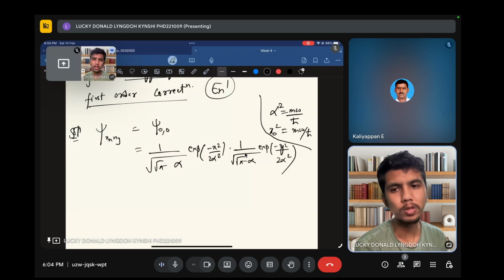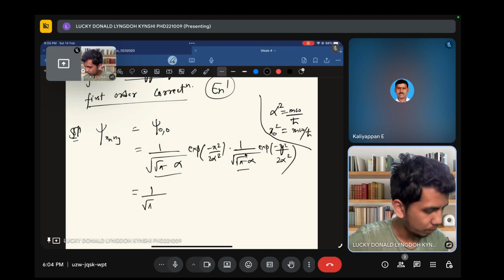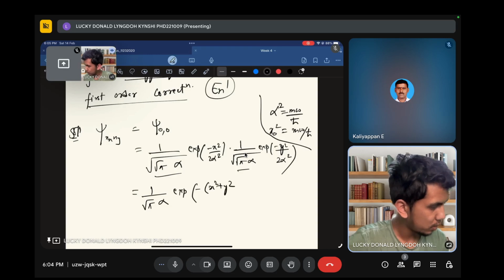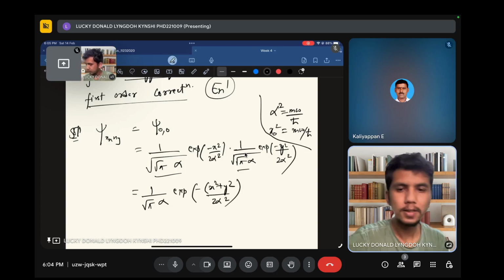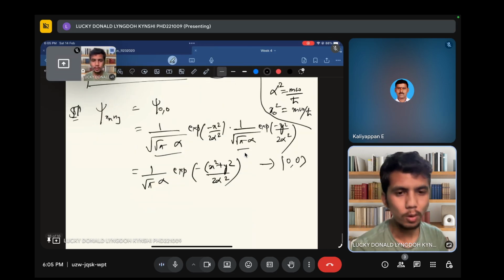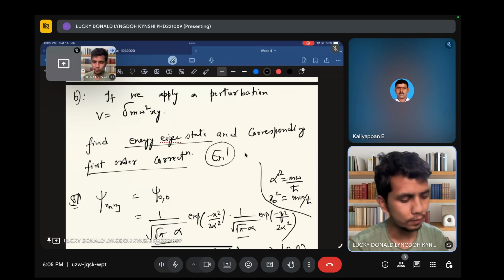Psi nx equals 0, ny equals 0. Then you just need to substitute what the wave function is. Then you can just multiply this term and this term. You will get 1 divided by root of pi alpha, right? And again x square and y square can be added together, minus x square plus y square by 2 alpha square. Simple as this. Okay, this is for the state 0, 0. So that means your ground state energy, I mean the first question, which is find the energy eigenstate, is done for the first term.